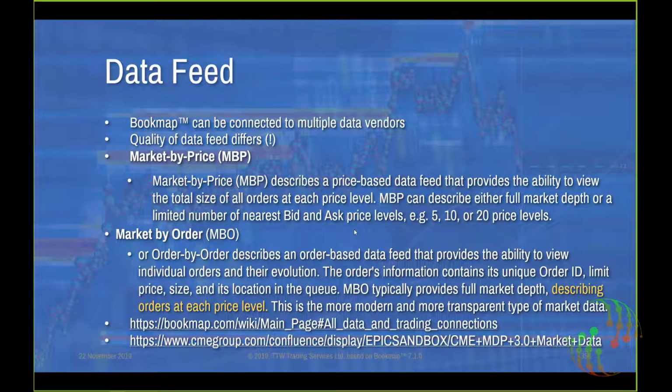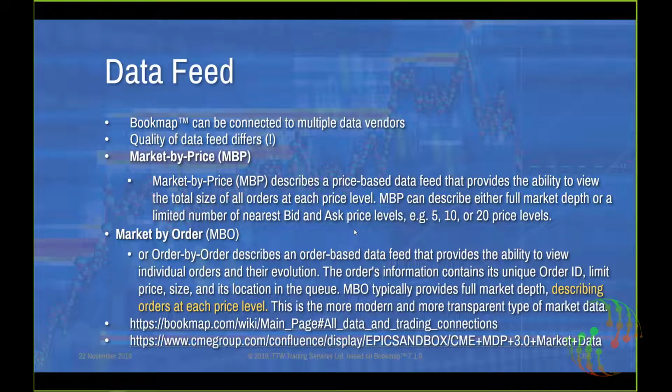Of course, Bookmap can be connected to multiple data vendors, and the quality of the data feed differs dramatically. It's a huge business to provide data, but data quality costs money. Really, it does. If you want to have the best data, you have to pay roughly $1,000 a month if you want the raw data from the exchange. It works if you have the money and the resources, do so, because then you have everything you need. You can't get better data.